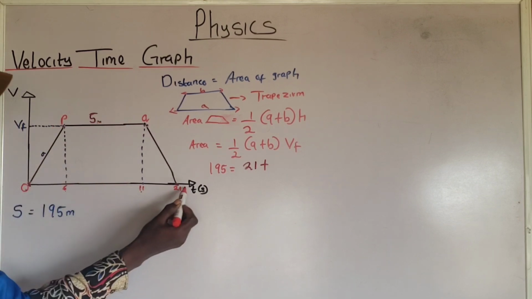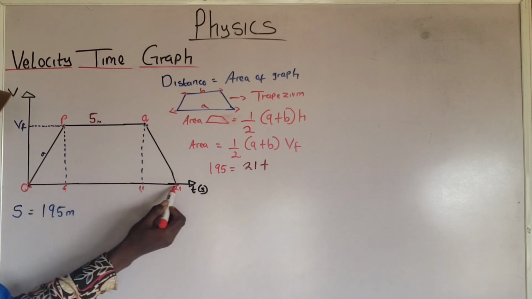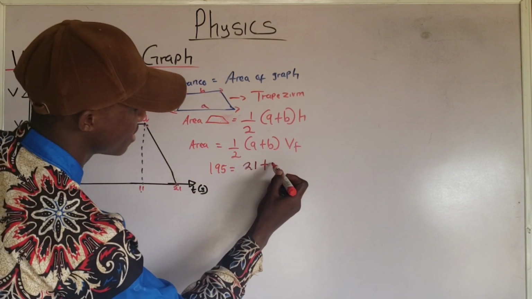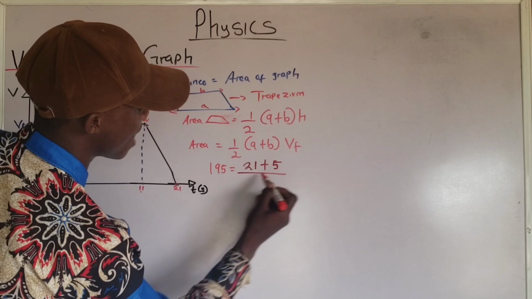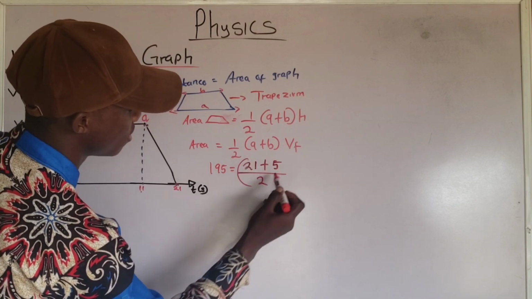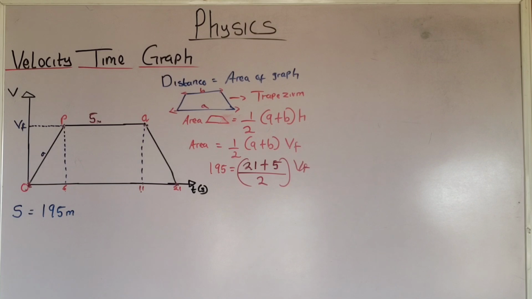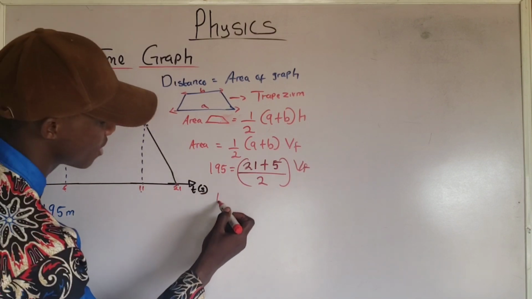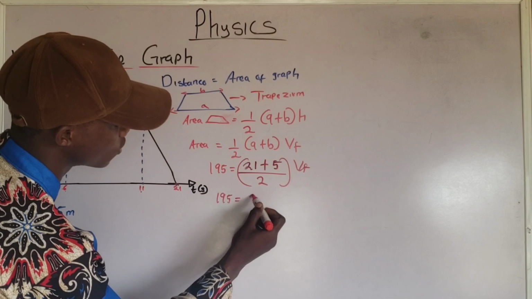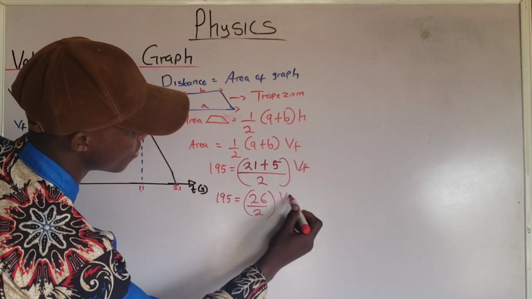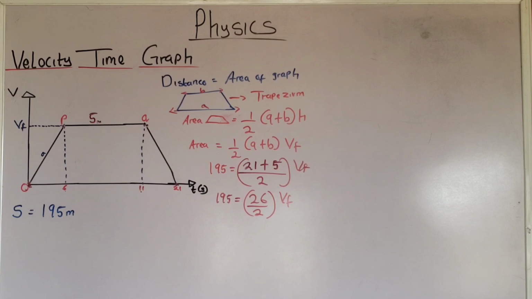And the distance from this point to this point, that is what? 21. So I'm going to have (5 + 21), that is (21 + 5), all over 2 multiplied by VF. Do you understand? If you didn't understand, listen to the explanation again, okay? Now, here we have 195 is equal to 26 all over 2 multiplied by final velocity. I'm very sure you understand what I'm doing, okay?